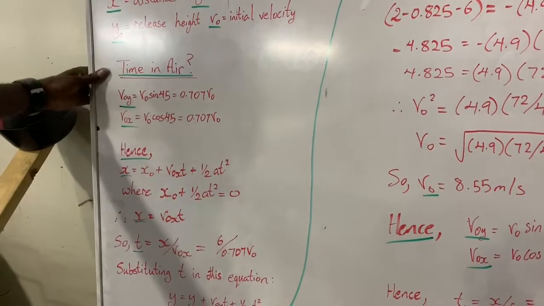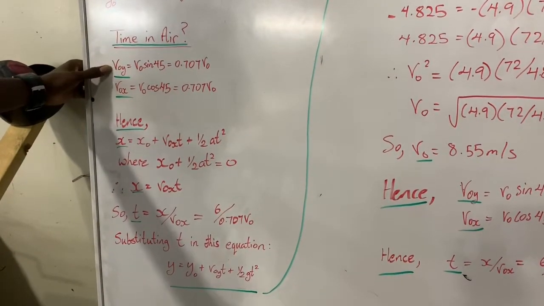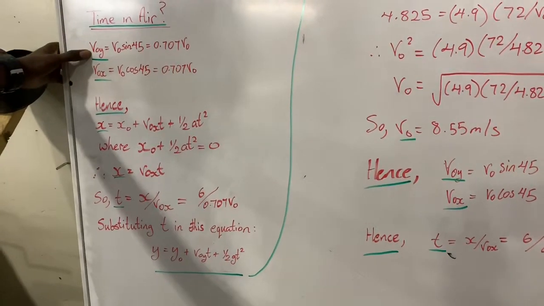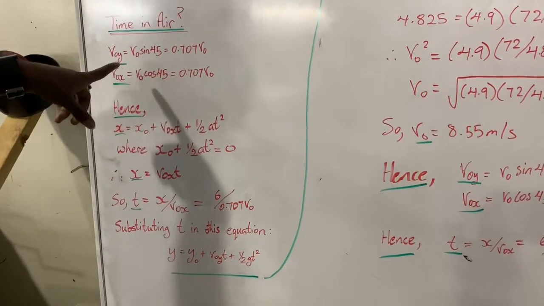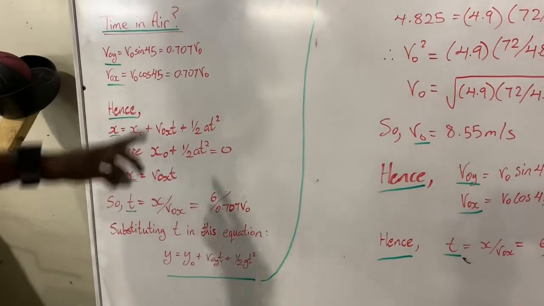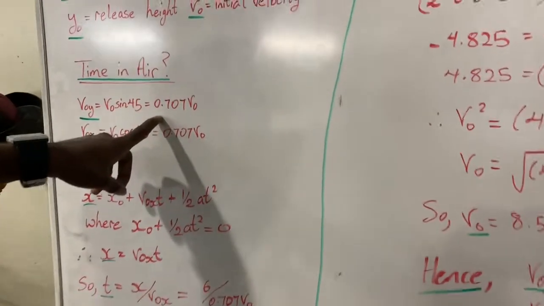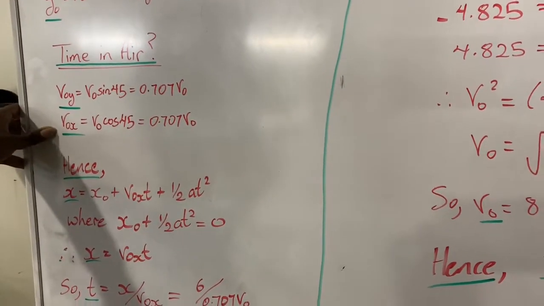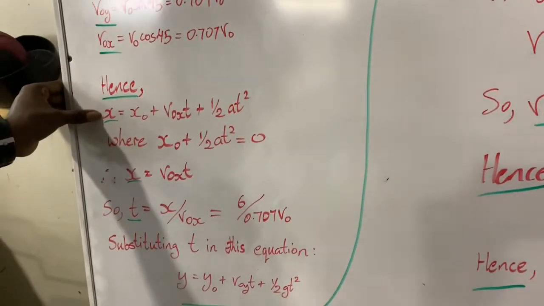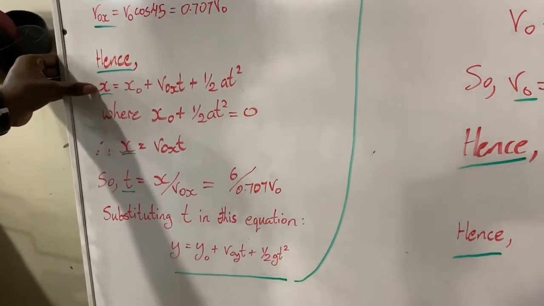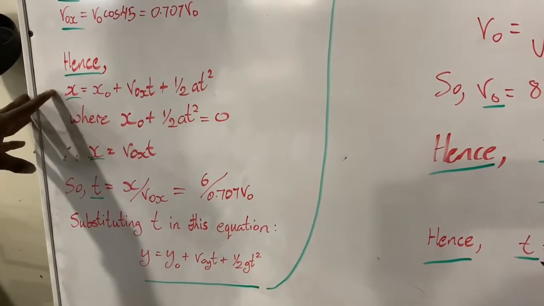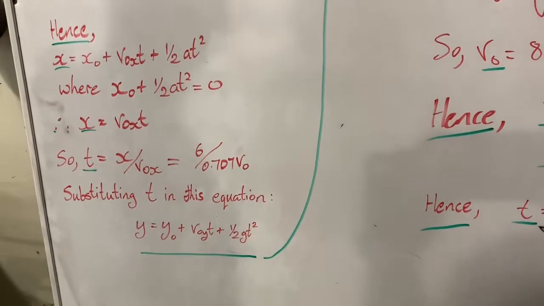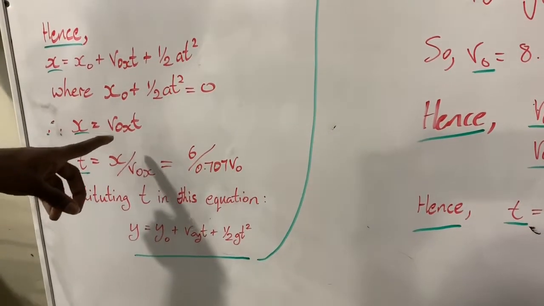So we wanted to find the time in A. So V0y, from SOHCAHTOA to A, we found that it was equal to V0 sine 45 degrees, which is equal to 0.707 V0, and it's the same as it follows here for V0x. So hence, from the kinematic equation, X was equal to this, where X0 and a half a t squared was equal to 0, and we found that X equals V0x t.